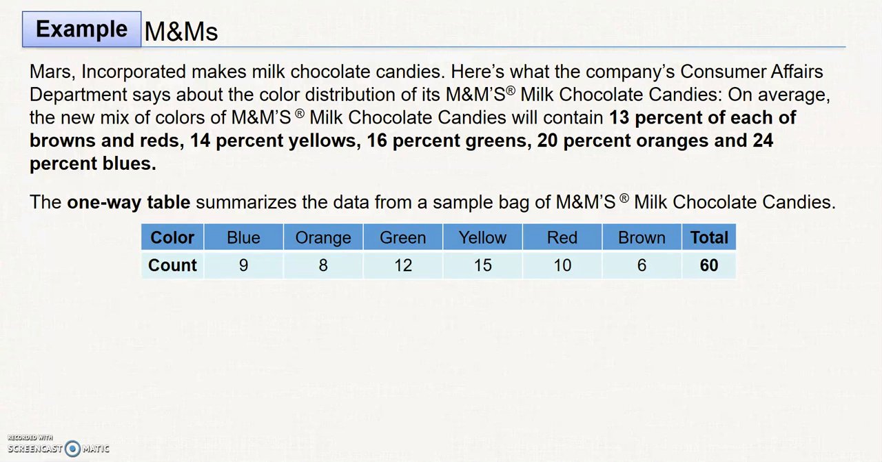The Mars company makes a claim about their M&Ms, and it gives you a list of percentages, and that is their claim for the distribution of colors. A random sample of one bag was taken. It had 60 total candies in it, and you see the sample data there in the table.